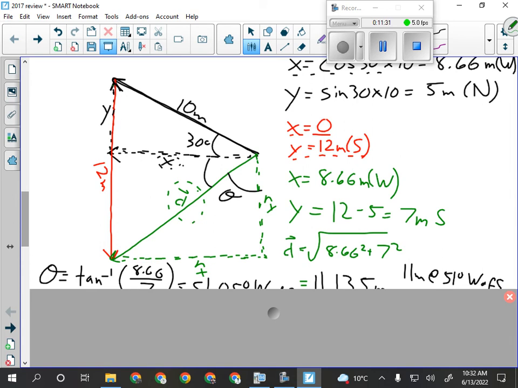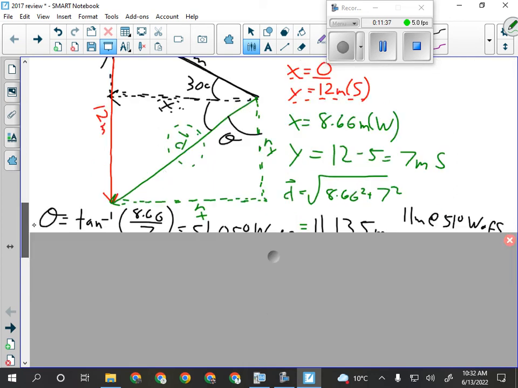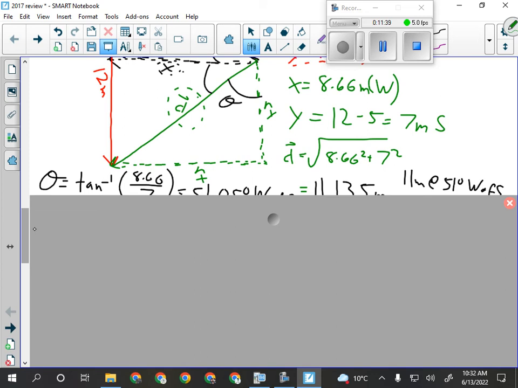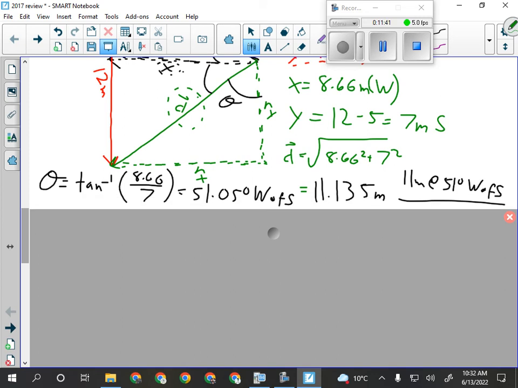Now I can take those and get the magnitude of my overall displacement. So I do Pythagorean theorem, 8.66 squared plus 7 squared, and of course I would keep all the decimals for that 8.66. So when I do that, I get 11 meters, or 11.135 meters. Then I've got to find my angle, my resultant angle. That'll be this one right here.